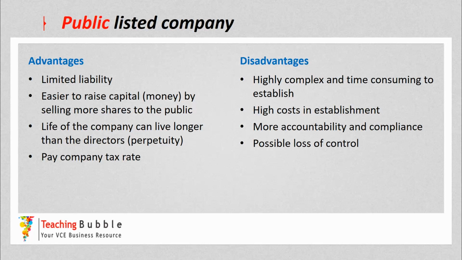We looked at before that a private limited company is complex, more time consuming and more expensive to establish. That's true again here, but it's on a far higher level. They're highly complex and time consuming to establish and list on a public exchange. There are high establishment costs when doing that, and there are lots of legalities about going through an initial public offering. There's also more accountability and compliance that a public listed company needs to adhere to.